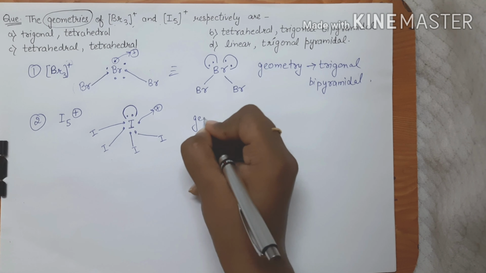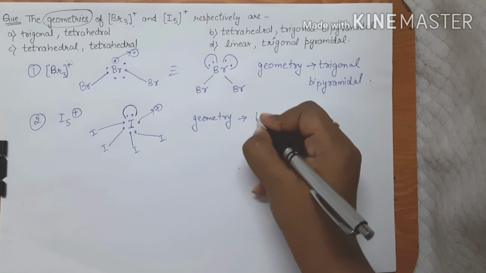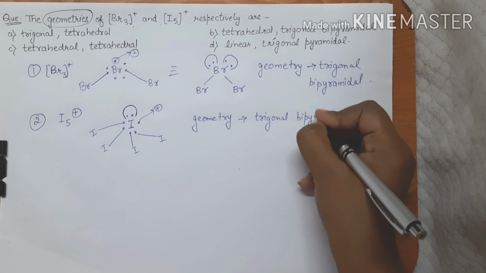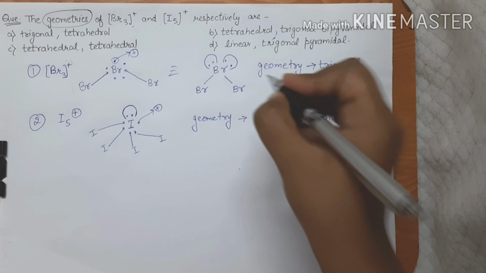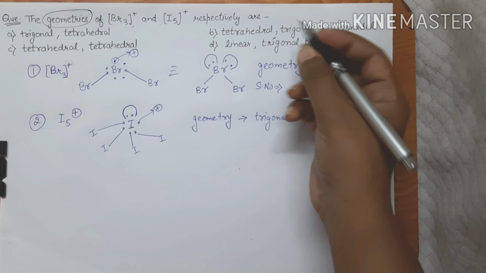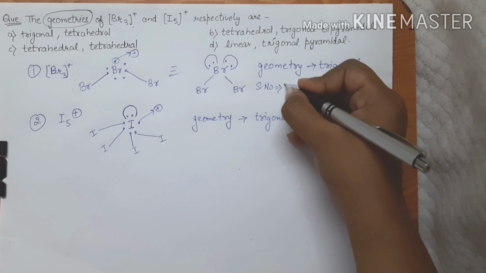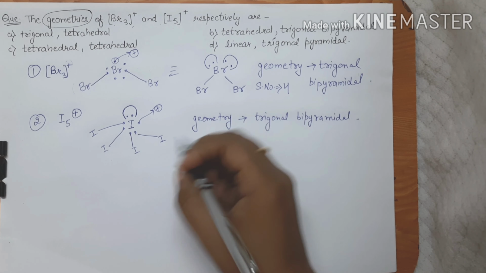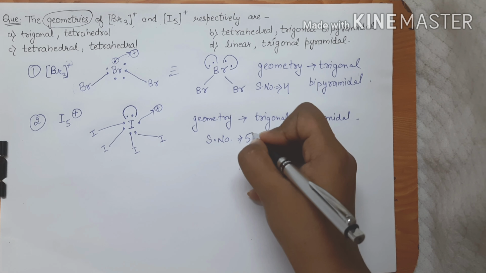This type of geometry is called trigonal bipyramidal, right? How do we know the geometries? Through steric number, right? Steric number is nothing but total number of lone pairs plus bond pairs. So here in first case there are 2 lone pairs and 2 bond pairs, so the steric number is 4. And here the steric number is 1 2 3 4 and 5. Here the steric number is 5, right?